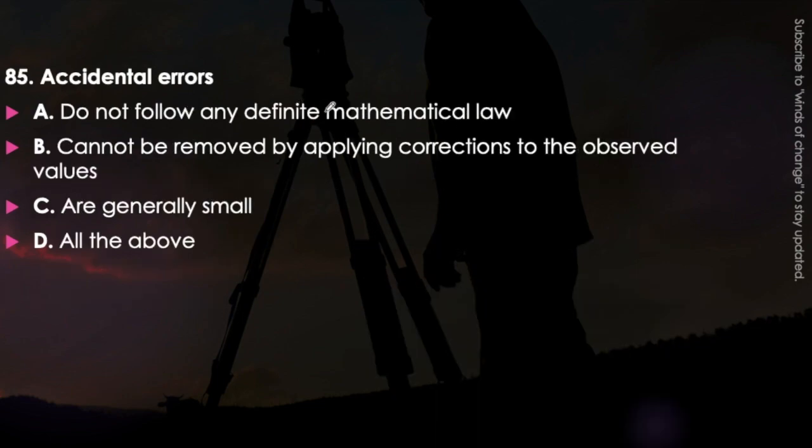Accidental errors do not follow any definite mathematical law, cannot be removed by applying corrections to the observed values, or are generally small, or all of the above. Just think about it. We are talking about the accidental errors or random errors. The answer will be option D, that is all of the above are true here. First of all, accidental errors or random errors do not follow any definite mathematical law. These are just random. They cannot be removed by applying correction to the observed values because we do not know the mathematical law for it, and these are generally small. So these are randomized errors.